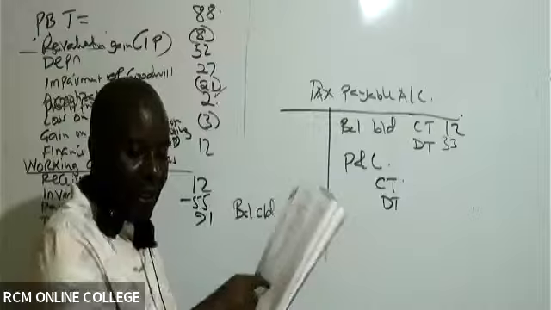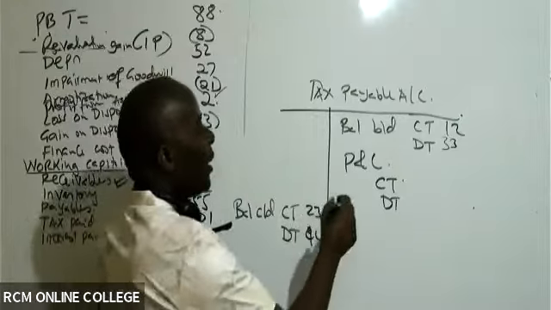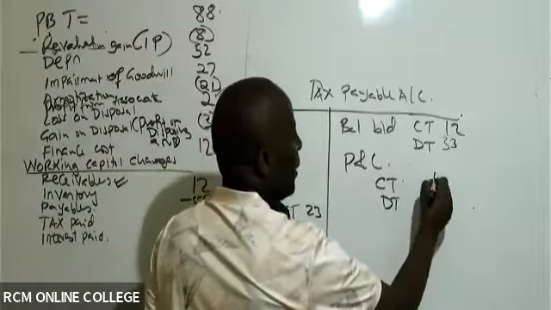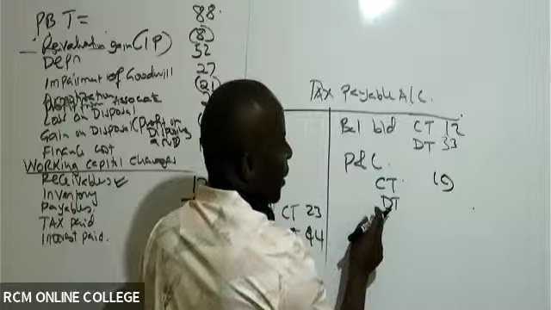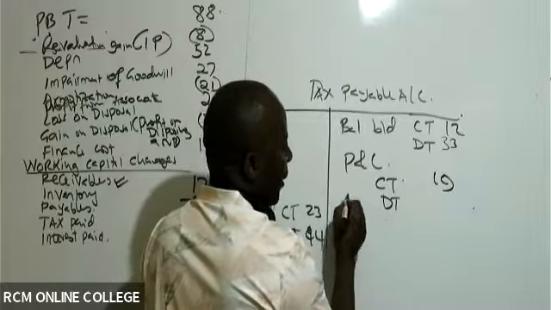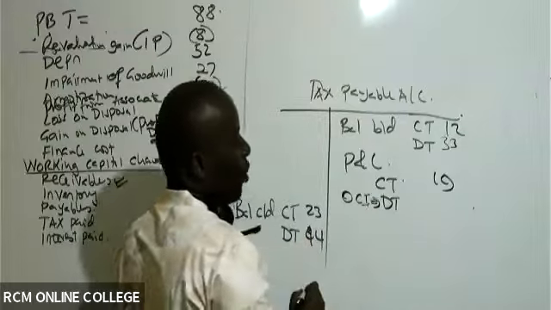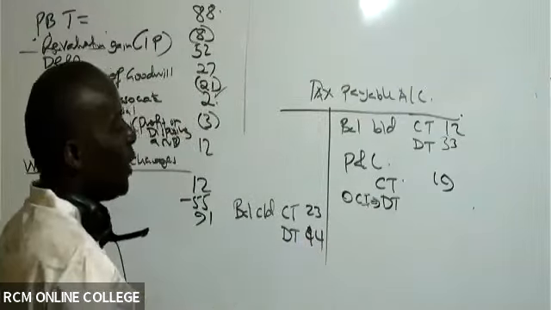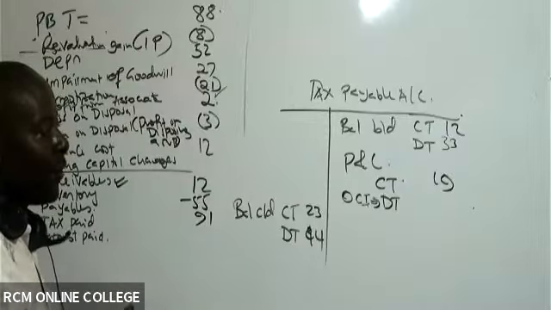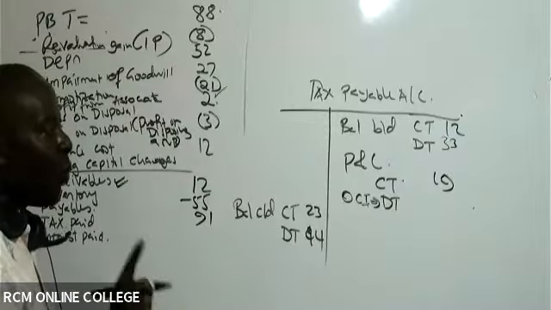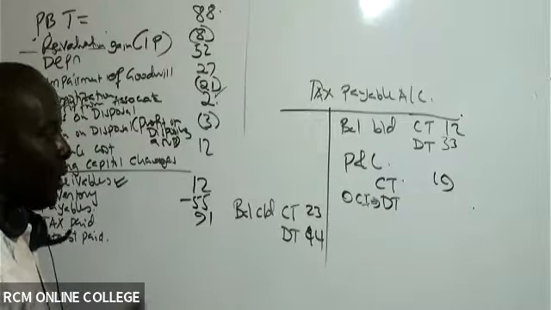P&L ya pili 19. So P&L CT, this current tax, it's in the profit and loss. Of course, this DT, deferred tax, will be under OCI, other comprehensive incomes. Any tax which is under other comprehensive incomes will be called a deferred tax or tax on revaluation.